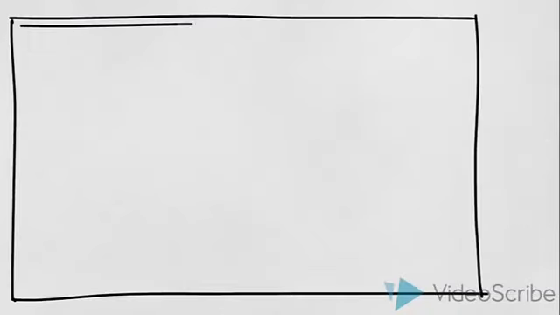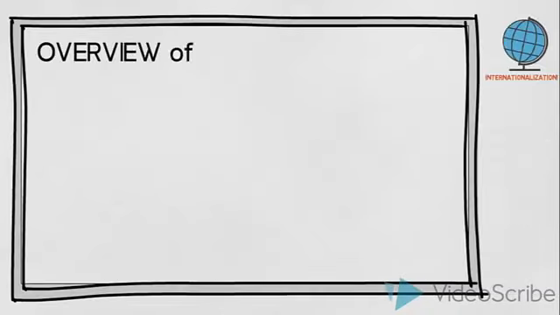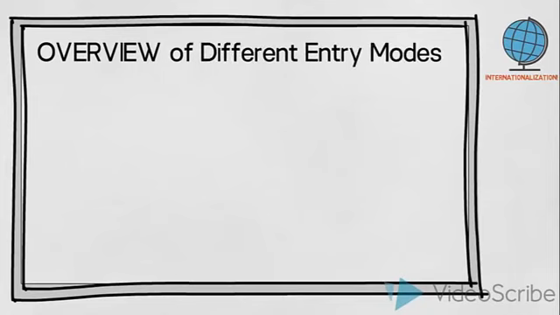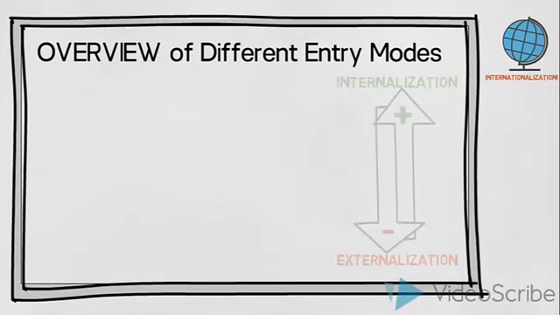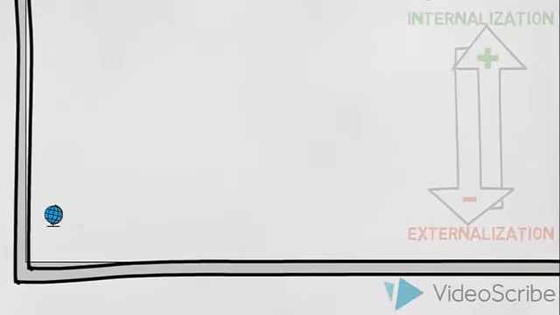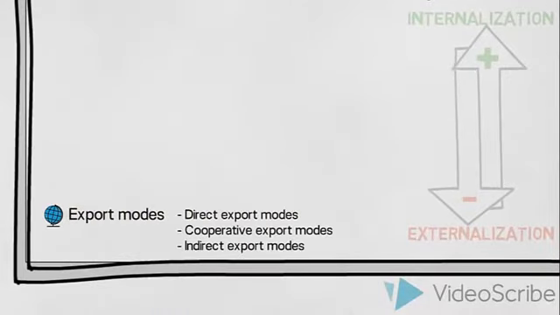Organisations might choose one or a combination of different entry modes during their internationalisation process to one or several foreign markets. The different entry modes will not be discussed in detail in this video, but let us just provide an overview. Export modes include direct export, cooperative export, and indirect export. Direct export is the mode we recommended for French Cakes in the example used in this video.